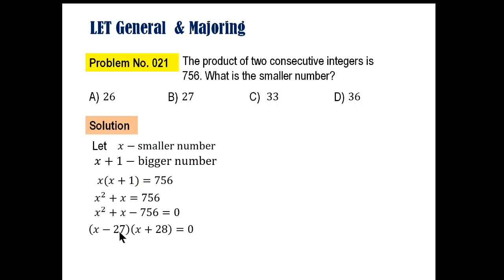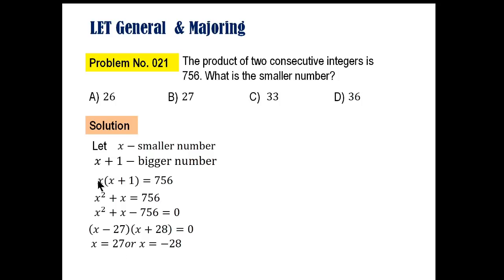Alright, because negative 27 times positive 28 is negative 756, and negative 27 plus positive 28 is equal to 1. So we will equate the factors to 0 to solve for the value of x. x is equal to 27, because when you equate this to 0, you add 27 to both sides. So x now is 27, or x is negative 28. We will not use negative 28 because from the choices there's no negative. So we will use 27.